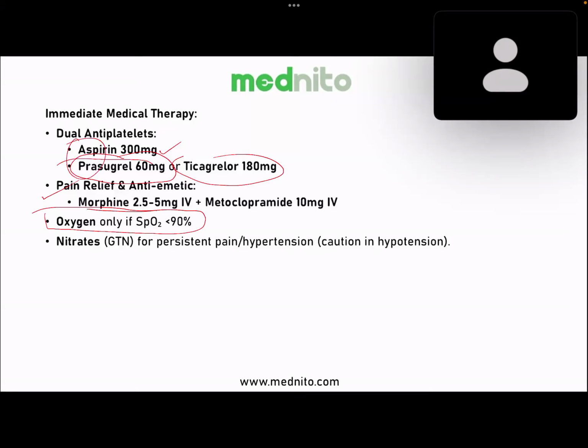I have specifically put prasugrel, ticagrelor, not clopidogrel, because there are studies where clopidogrel interacts with other medications such as pantoprazole. Given that the P2Y12 inhibitor is being discarded in the NHS, it is prasugrel, ticagrelor, aspirin that need to be given. Oxygen needs to be given only if the patient has got SpO2 of less than 90. All right.